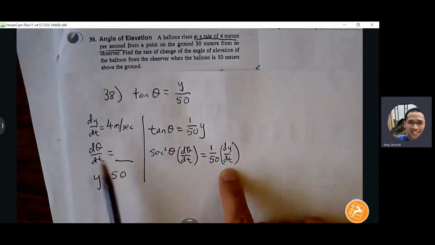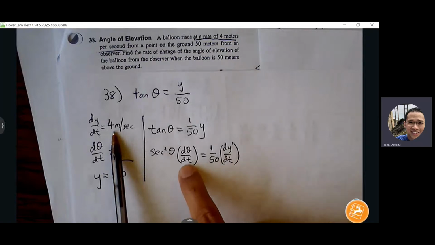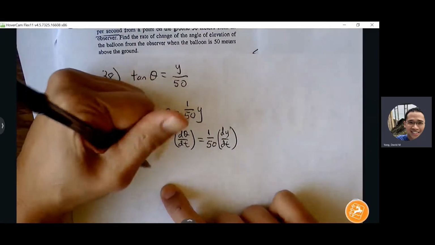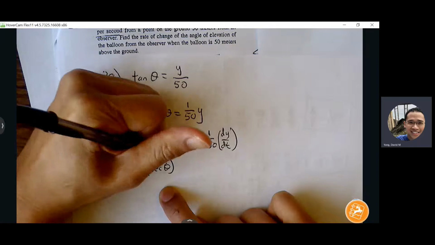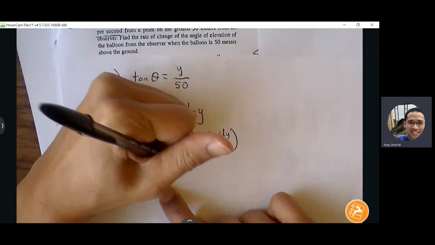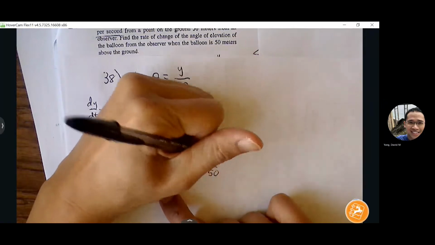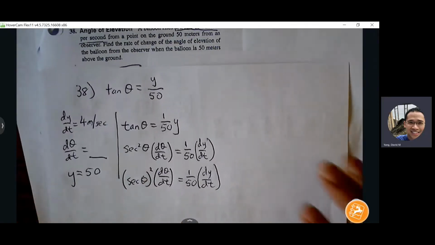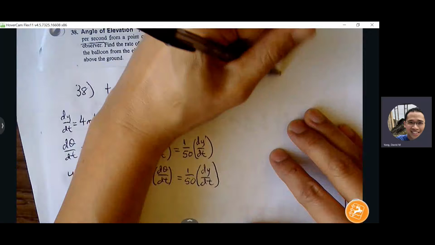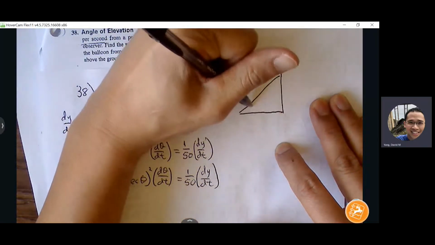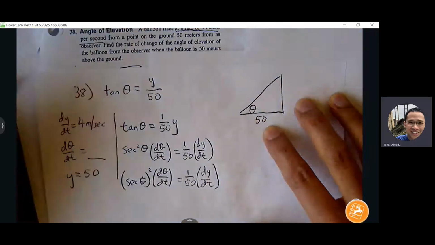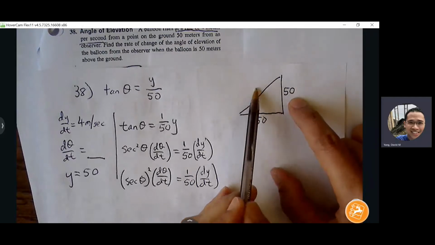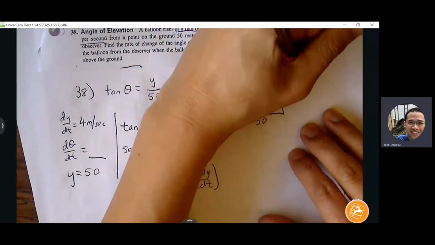Okay, let's see what we have here. Dy dt, we have a perfect substitution for that. D theta dt, that's what we're looking for. So we're trying to figure out a replacement for that secant squared theta. Let me just remind us, though, that it's really secant theta that we're looking for, and then we can square that once we find that replacement. Okay, so onto our triangle. Let's go to our triangle and see if we can find a replacement for secant theta. So 50 and 50. If you recognize this as a 45, 45, 90 triangle, you can find a hypotenuse, but Pythagorean theorem can also get you there.